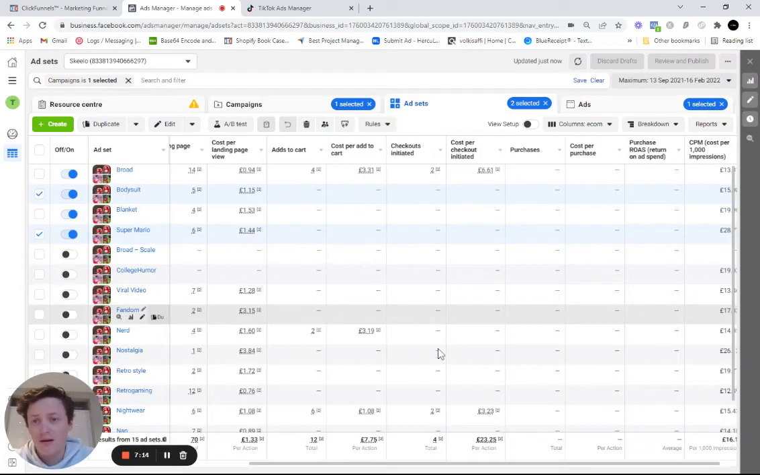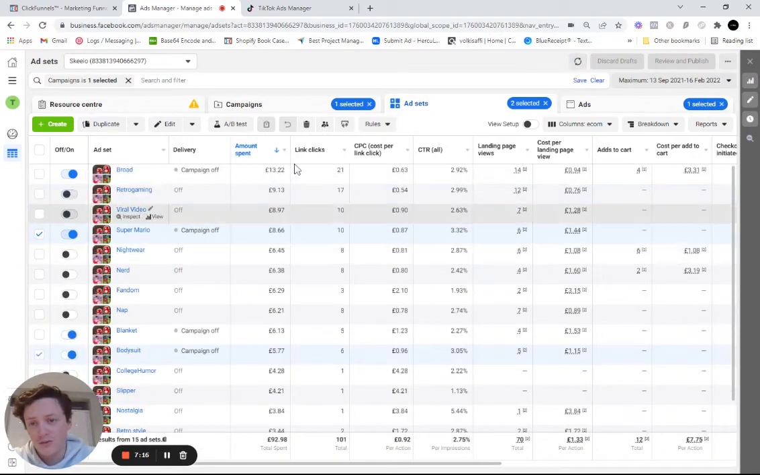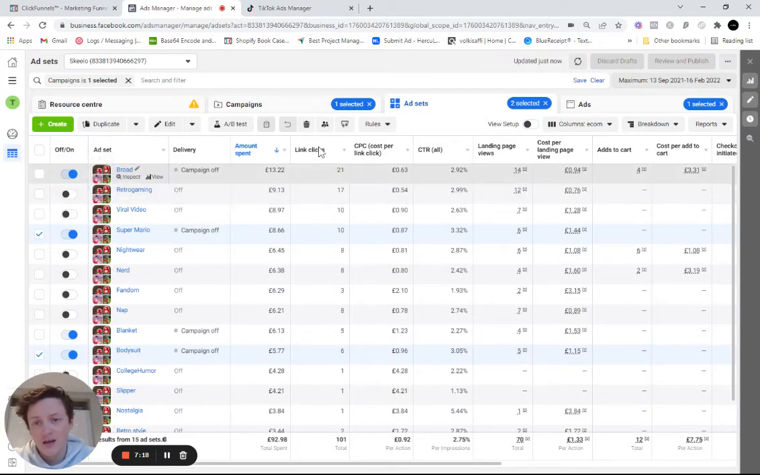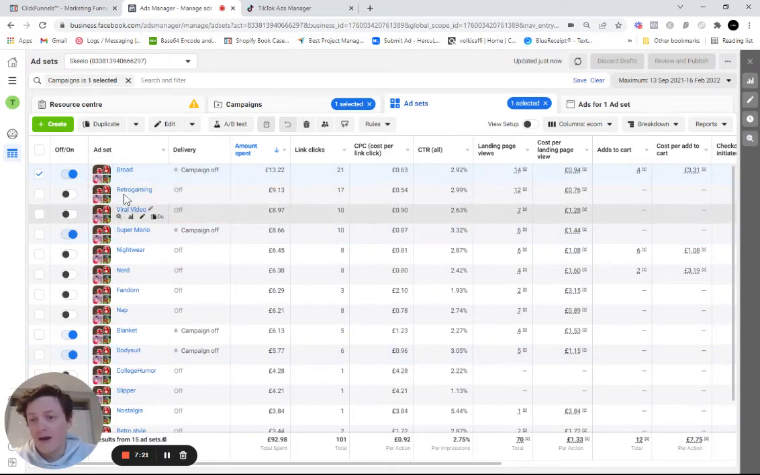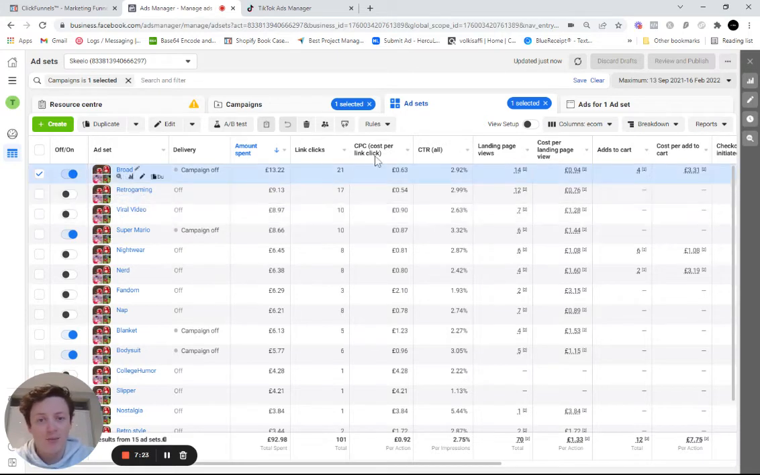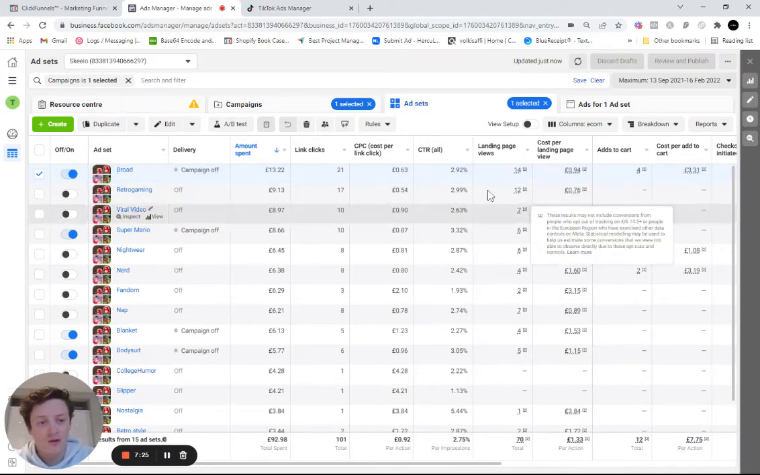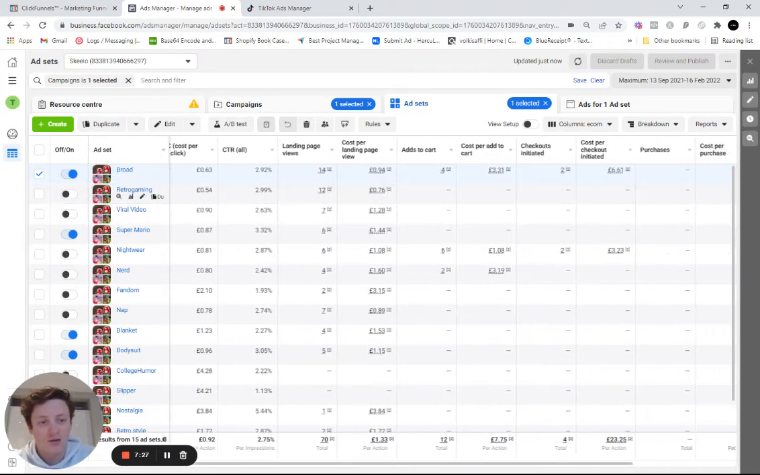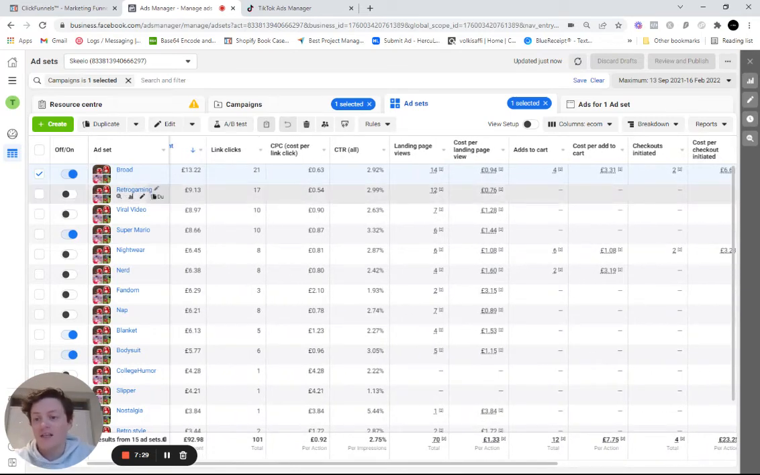Now, if we look at something that spent a little bit more that I gave a bit more chance to, if we filter by spend, you can see here, broad audience was my best audience. At this point, 63 pence cost per click, but I was also getting add to carts and some checkouts on this audience. Now, I could have let this spend a bit more if I wanted to. I could have made this spend and hopefully made some purchases.